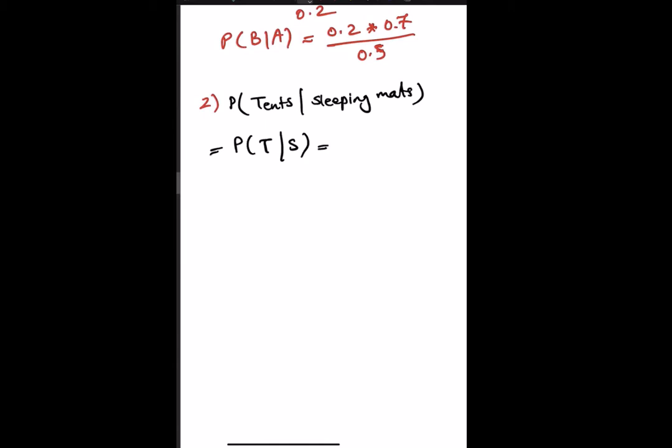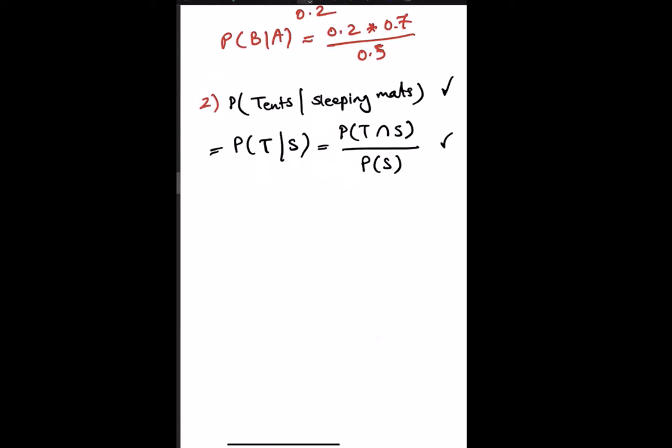The formula: probability of the tent, intersection sleeping mats, over probability of the sleeping mats. Okay, that's the second step. First, write the questions that the problem wants from you in terms of probability notations, and then write the formula if there is any for that question. Third, find out what is given to you in the problem statement. So now let's go through the problem statement one more time and just write down what is given to us.